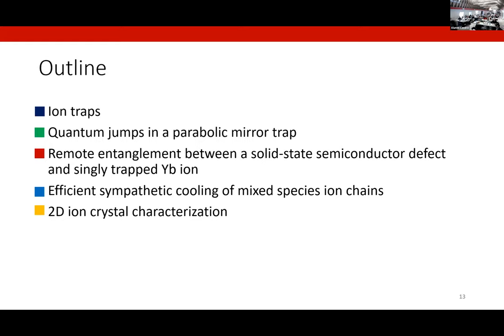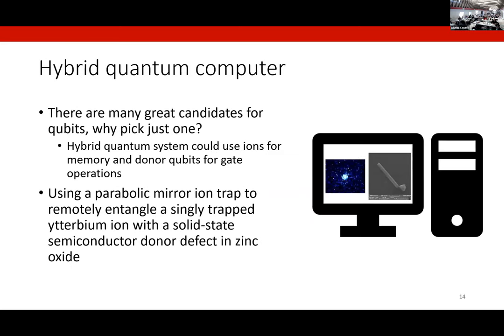All right, other experiments that we're doing with this parabolic mirror ion trap are looking at remote entanglement with a zinc oxide donor defect. So why is this exciting? This is a step towards building a hybrid quantum system. There are many great candidates out there for qubits, all with their own distinct advantages and disadvantages. For example, ions have great coherence times, but aren't super quick for initialization and gate operations. Donor defects, on the other hand, are fast at those. So a hybrid system possibly consisting of ions for memory and these defects for the gates would be better than a system made of just one.